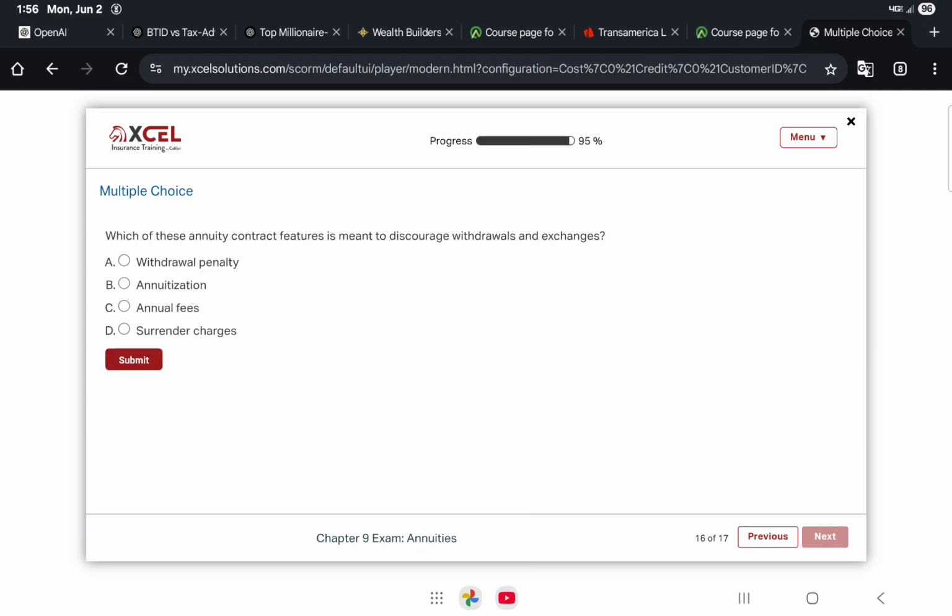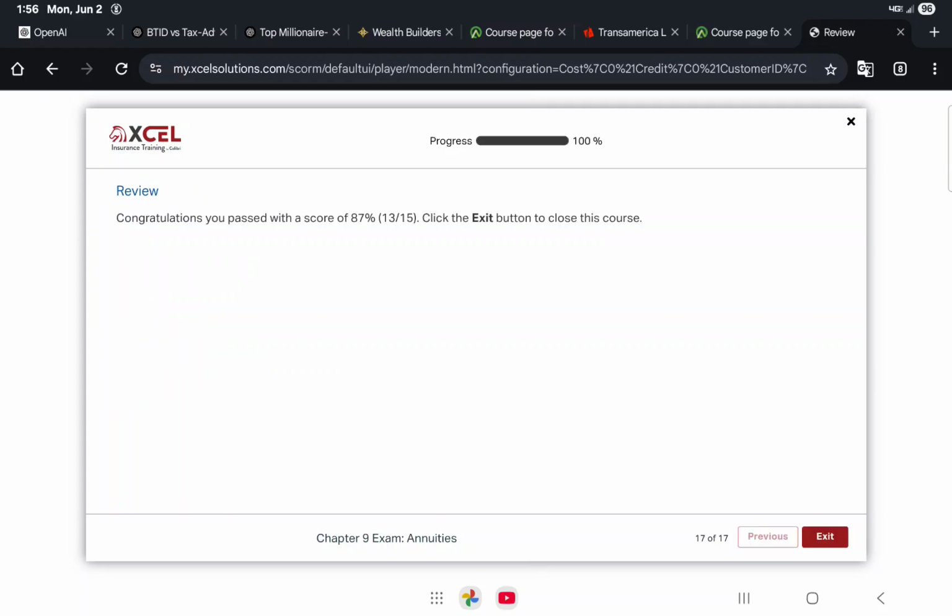Which of these annuity contract features is meant to discourage withdrawals and exchanges? Withdrawal penalty, annuitization, annual fees, surrender charges. Surrender charges. I'm telling you, annuities. I don't know, something about it.